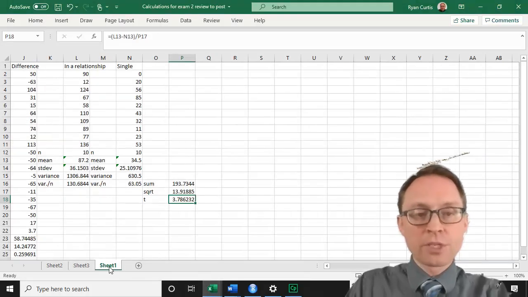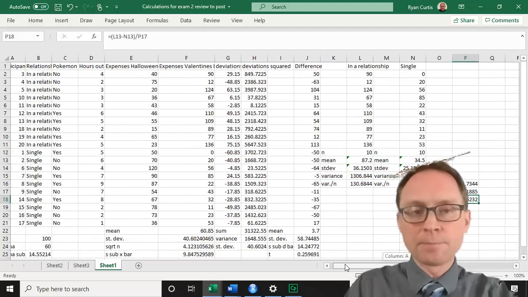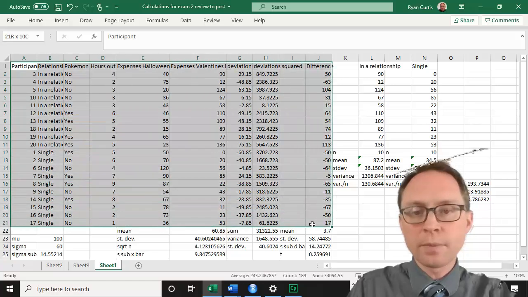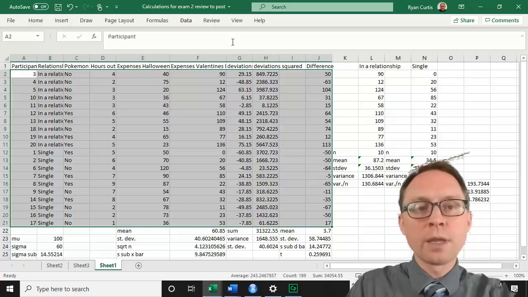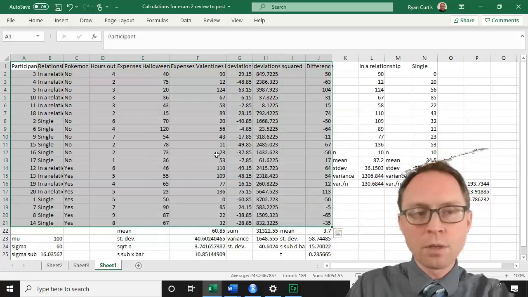So back to the original data. Here we go. Back to the original data. We want to now look at people who play Pokemon Go compared to those who do not. So I'm actually going to sort these data. I'm going to sort the original data by going to Data, Sort, and I'm going to sort it instead by Pokemon Go, yes or no. And that's going to put all the no's on top and the yeses on the bottom right there.